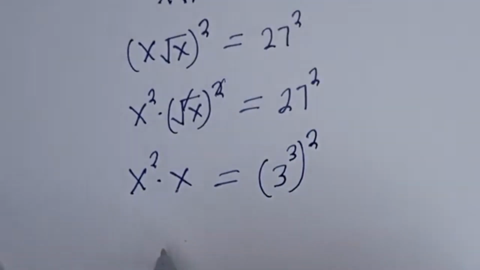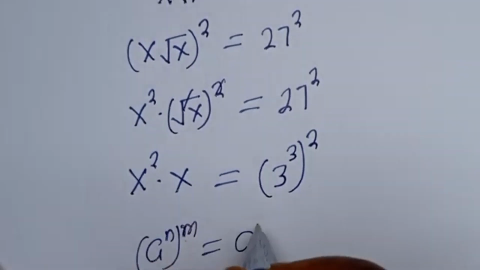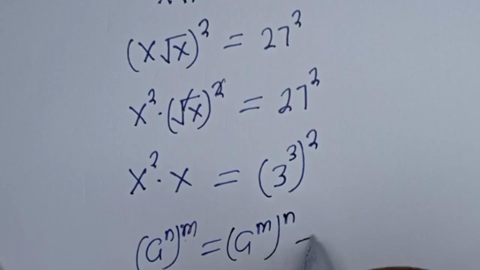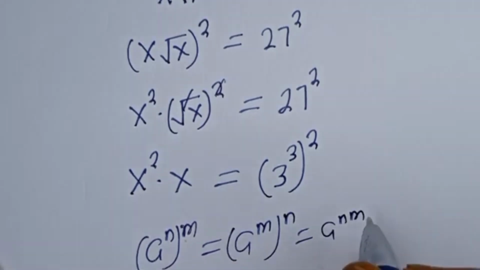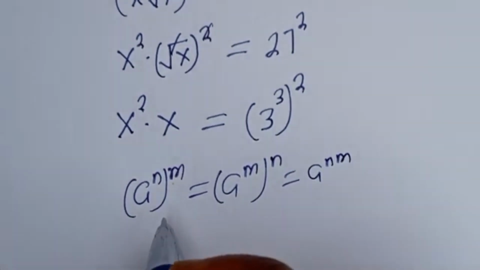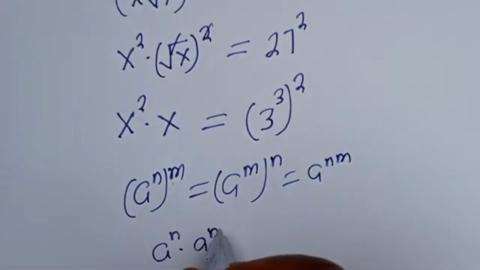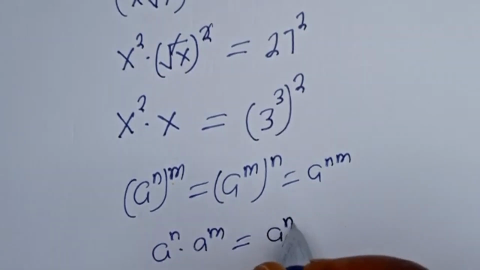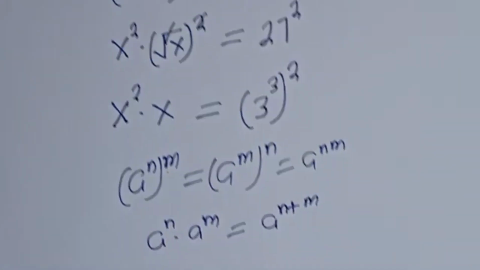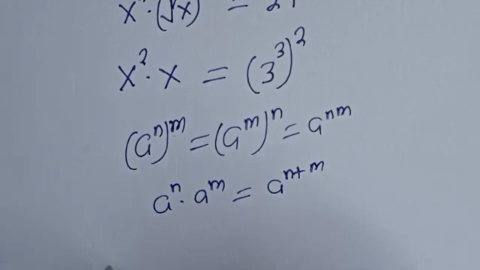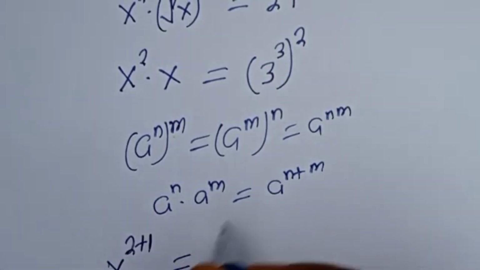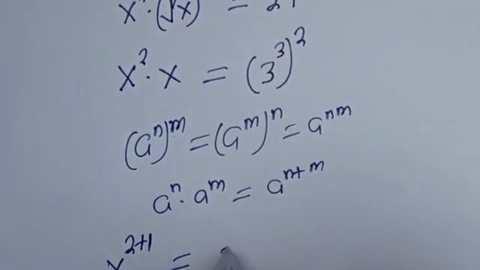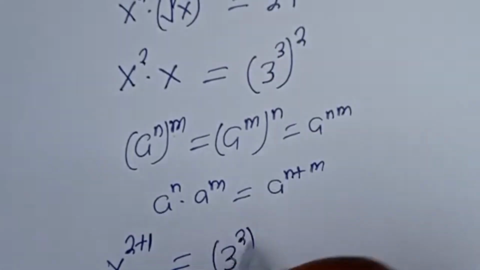Take note of this, that if you have a raised to the power n to the power of m, it is equal to a raised to the power m to the power of n, which is equal to a raised to the power nm. And if you have a raised to the power n multiplied by a raised to the power m, this is equal to a raised to the power n plus m. So this can be written as s to the power of 2 plus 1 is equal to 3 square to the power of 3.